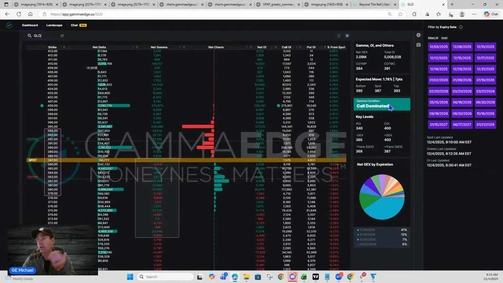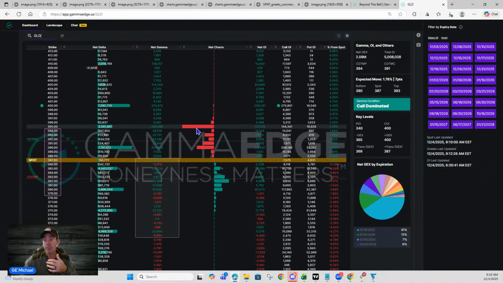So GLD, quick overview, all expiries turned on via our web app. I'll check out BABA too. Call dominated above and below spot price. Spot price is 387, so you're right at the top of the full expiry transition level, a key area to get above. Speculation to the upside is 390. We see PGEX at 400 and COI at 400, so that'd be that local peak.